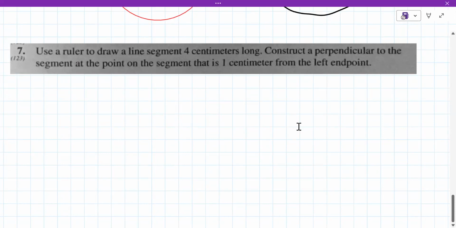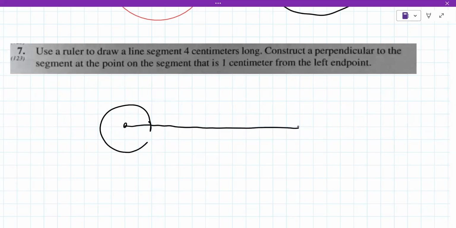Use a ruler to draw a line segment that is 4 centimeters long. So here you assume that that's 4 centimeters long, not to scale. Construct a perpendicular to the segment at a point on the segment that is 1 centimeter from the left endpoint. Okay. So you could swing an arc that's got a radius of 1. You could do that to figure out where it is.